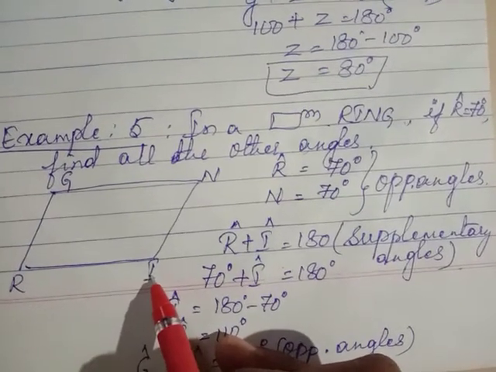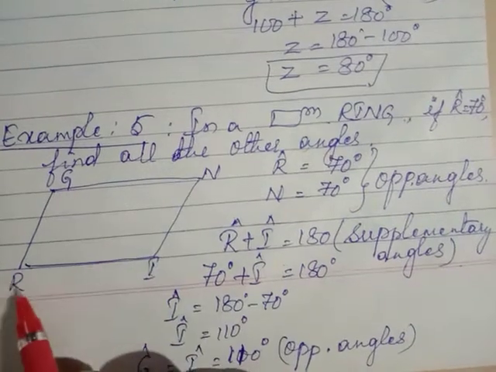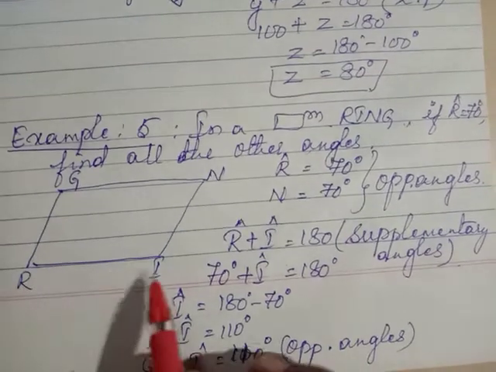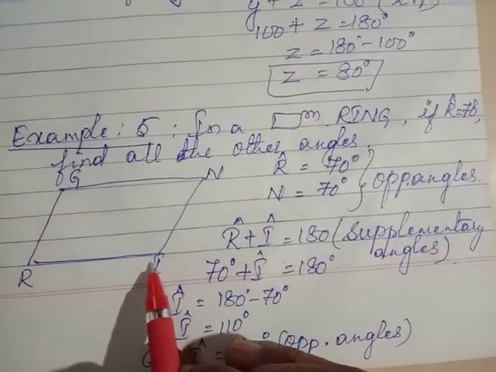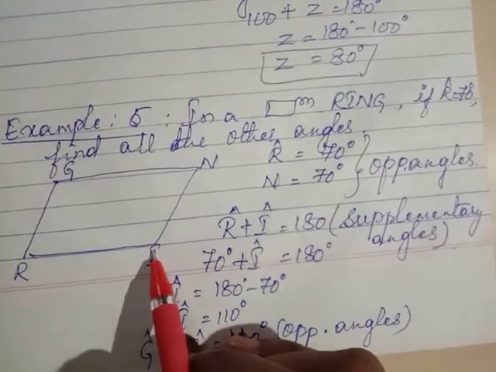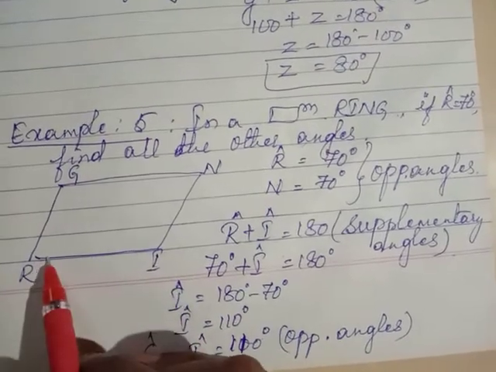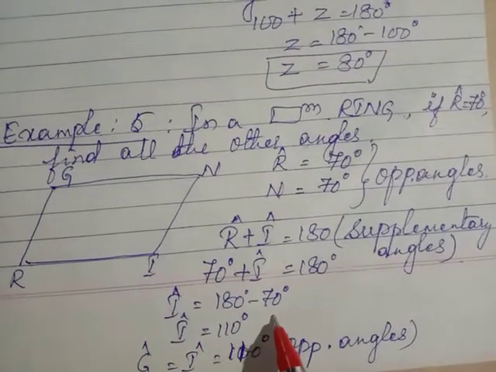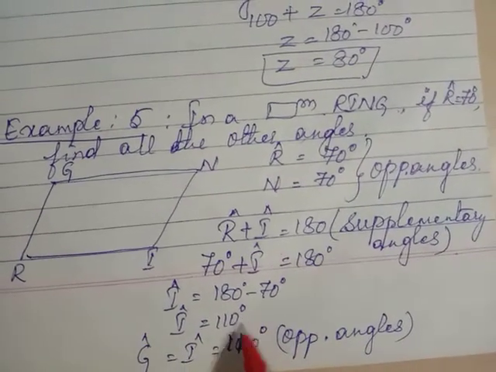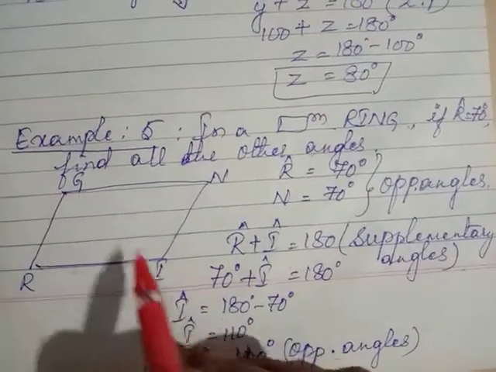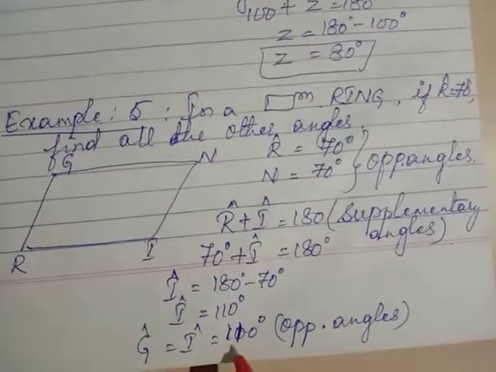So, next, angle R plus I. We have to find out all the angles, no? So, angle R plus angle I is equal to how much? 180 degrees. How did we get that? Supplementary, or we can say adjacent angles. Two reasons we can give, children. So, 70 plus I is equal to 180 degrees. I is equal to 180 minus 70, that is equal to 110 degrees. Okay. Angle G is equal to angle I, opposite angles are equal, correct? So, therefore, it is equal to 110 degrees.